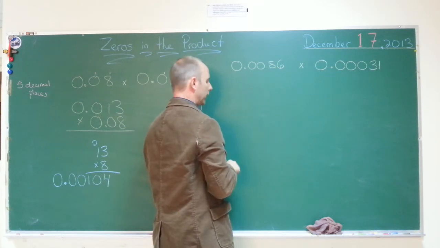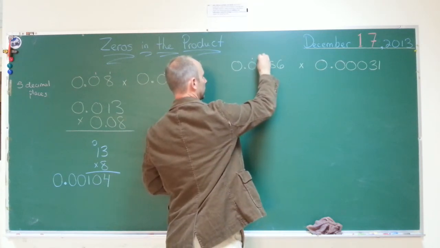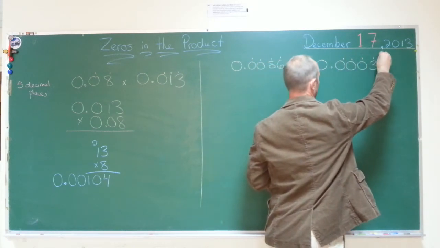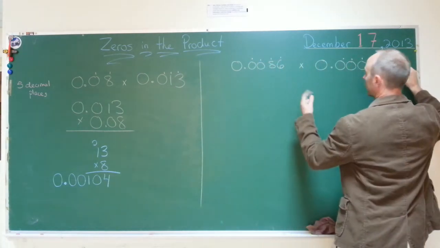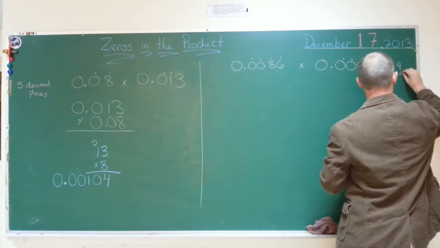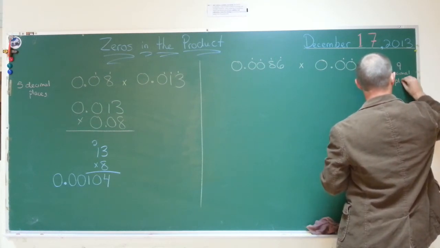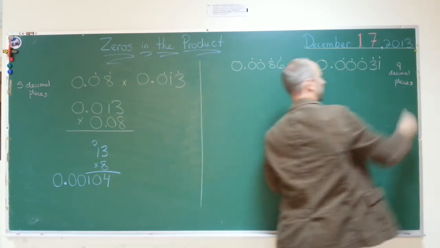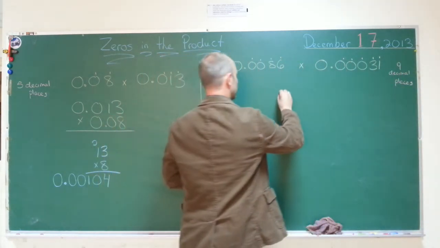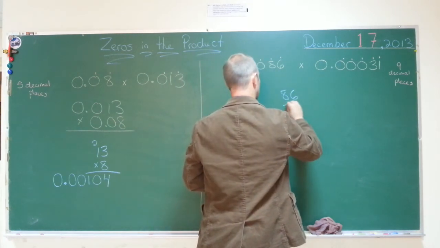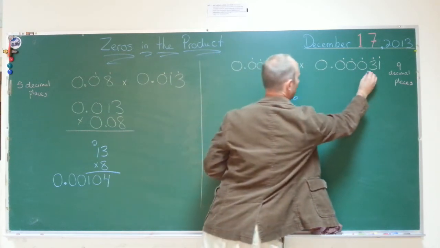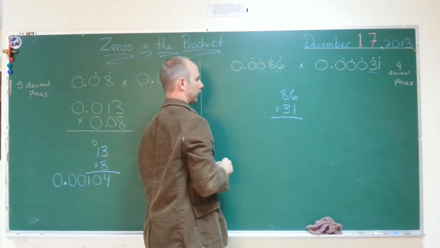But before I start, I do need to count my decimal places. 1, 2, 3, 4. 1, 2, 3, 4, 5. 4 and 5. I'm going to have 9 decimal places. So my product has to have 9 decimal places. I'm probably going to end up with some zeros in there. So now I go ahead and multiply my whole numbers. 86 times 31, because those are the whole numbers out of those 2 factors.